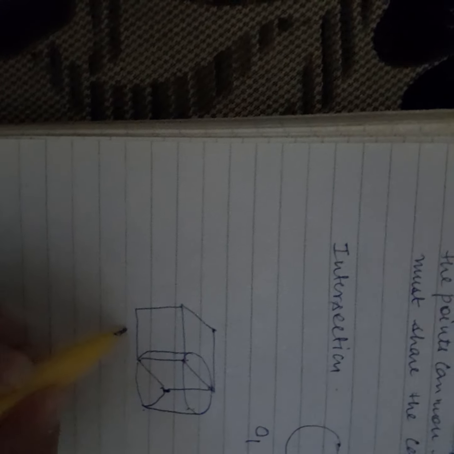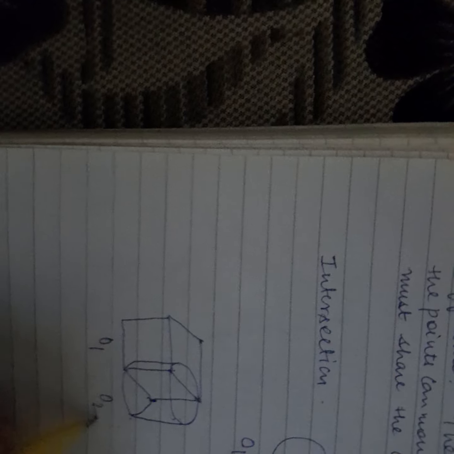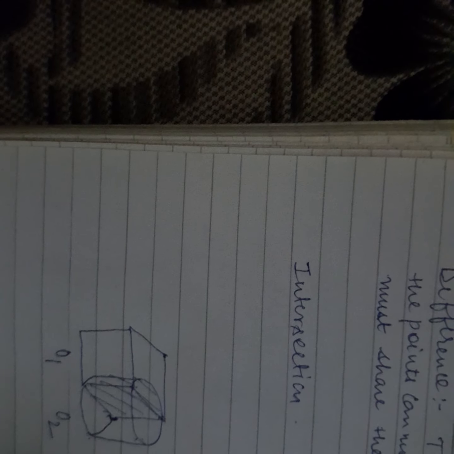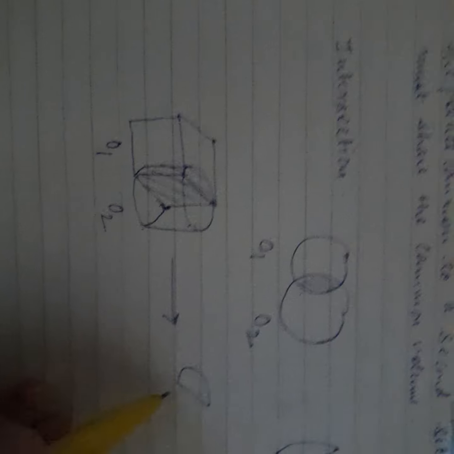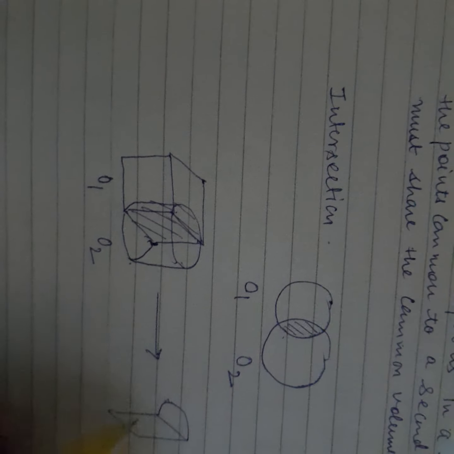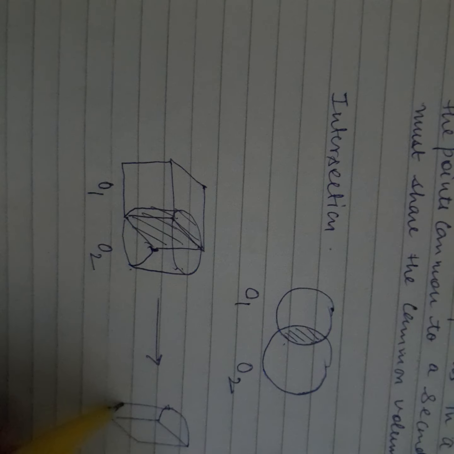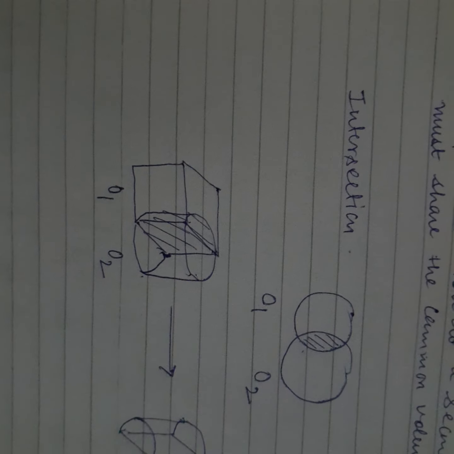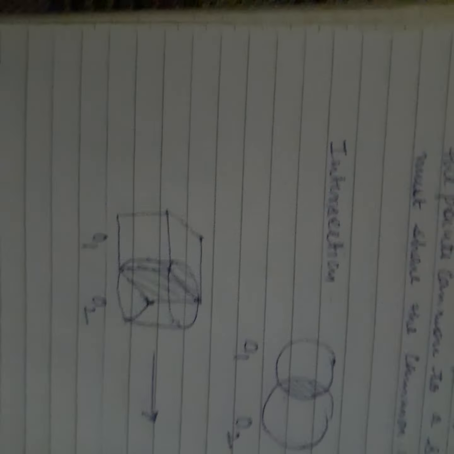This is object 1 and this is object 2. I want its common area. So what is its common area? Yes, it is this itself. Likewise, as you can see, we would be left with this. It may also happen.